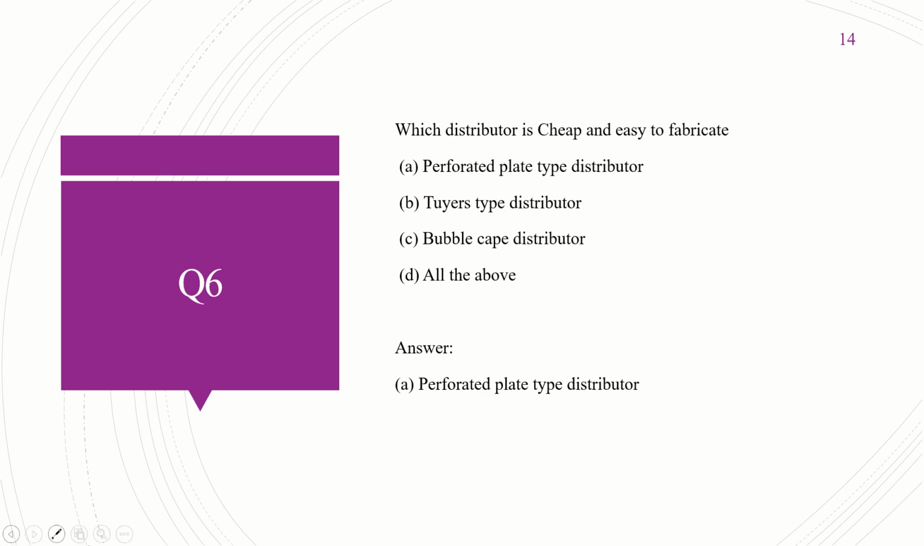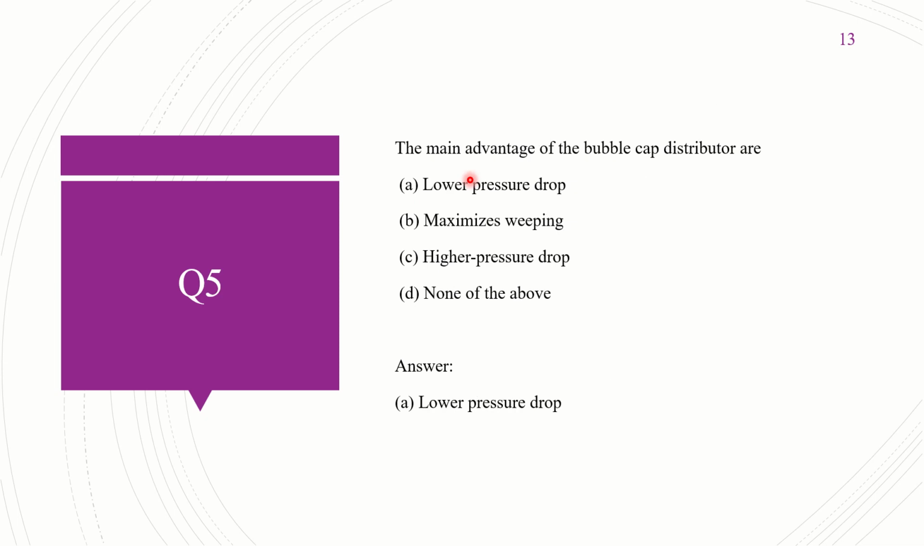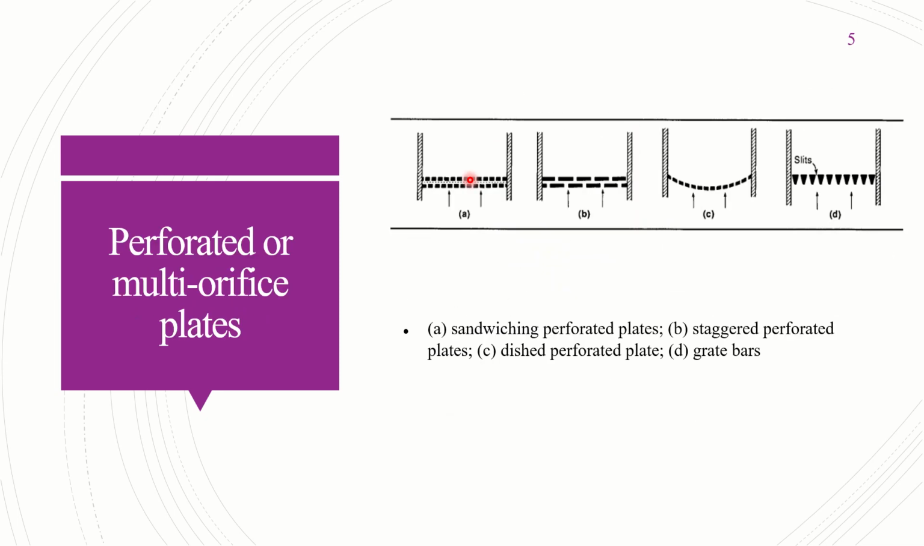Question 6. Which distributor is cheap and easy to fabricate? Perforated plate distributor, tuyere type distributor, bubble cap distributor, all the above. So we know that, look into the picture itself. The picture speaks more than that. Perforated plates are just sandwiching the screen between two perforated plates or getting a staggered formation of the perforated plates.